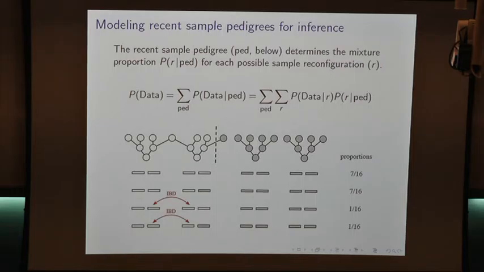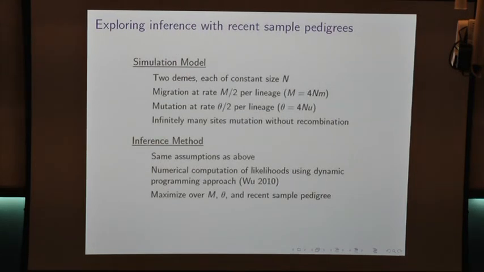So the idea is to make inferences now based on the recent pedigree, trying to estimate these kinds of proportions, and also estimate, I haven't drawn them in here, the parameters M and theta in the likelihood. So what we did to do this is simulate two demes, each of constant size n, a migration rate of m over 2 per lineage, just like in that coalescent model, but now in a pedigree, and the mutation rate of theta over 2 per lineage. And here are the definitions of those things in terms of the parameters of the exact model.